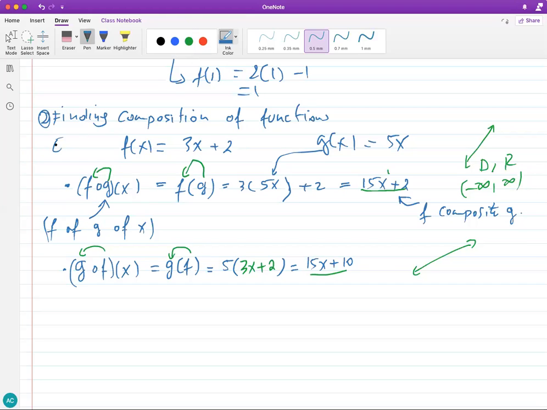Okay, so let's do another one. Is it okay if you write g parentheses f of x parentheses? Yeah, you can put the x here. That's fine.